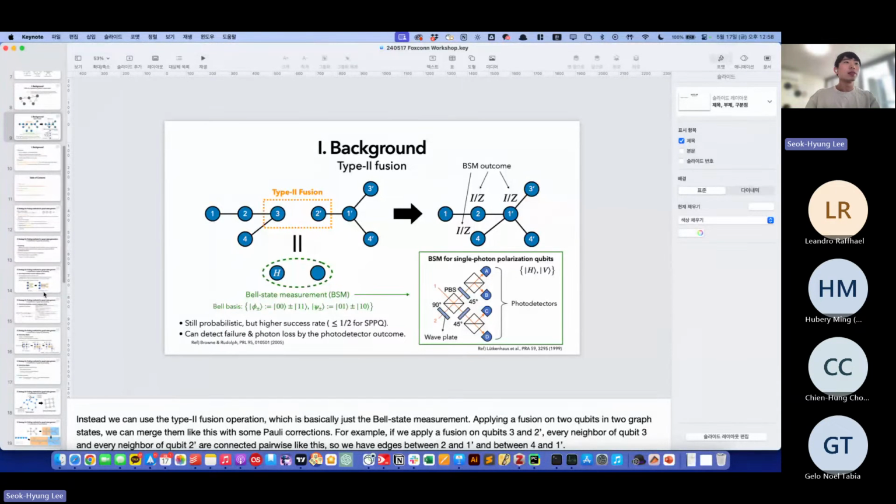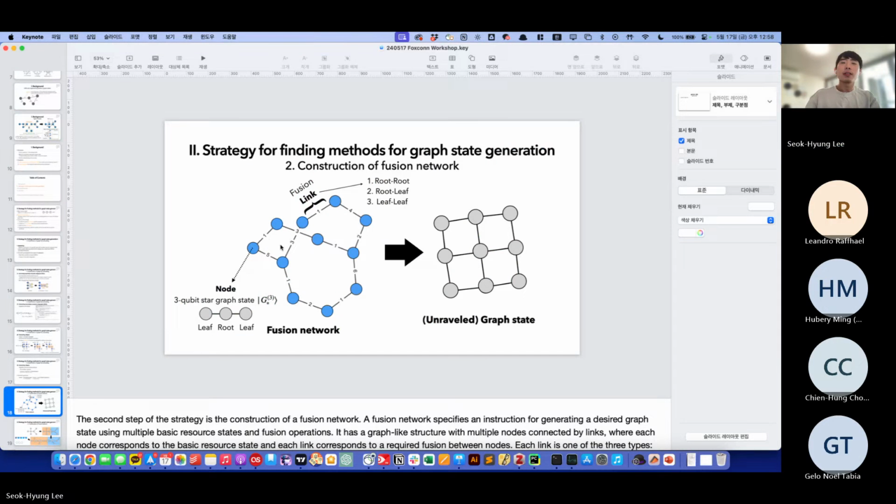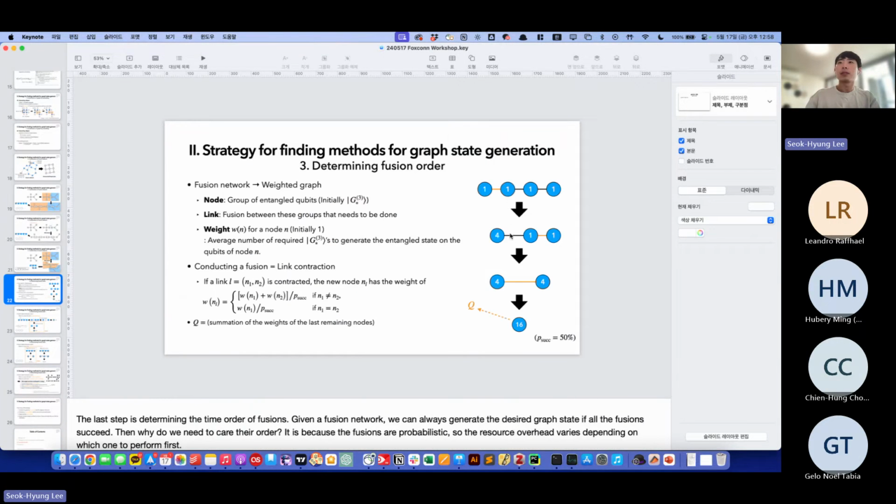So in this fusion network, let's consider this one. If we perform this fusion and it fails, then we regenerate these two resource states and retry the fusion. After doing this, we obtain this one. Then if this fusion fails, we discard only these two photons and generate them again, like this. And for example, if this fusion fails, then we need to regenerate all of them from the beginning. I see. Okay, thank you.